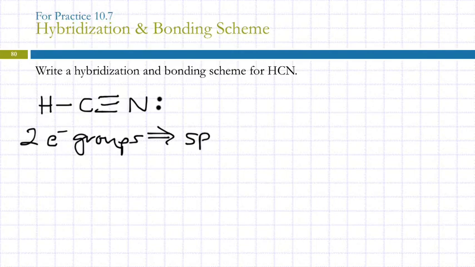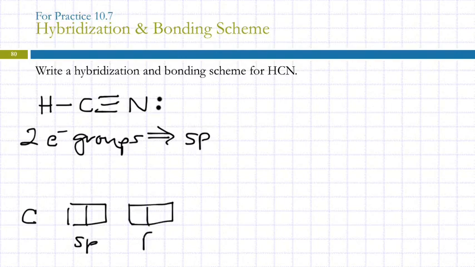So on the carbon, sp hybridization means that we've got 2 sp hybrid orbitals, and what's left? We have 2 unhybridized p orbitals. Carbon has 4 valence electrons, so we can put 1 electron in each of these. For hydrogen, hydrogen's a simple little fellow. He's just got 1 s orbital. And then nitrogen.